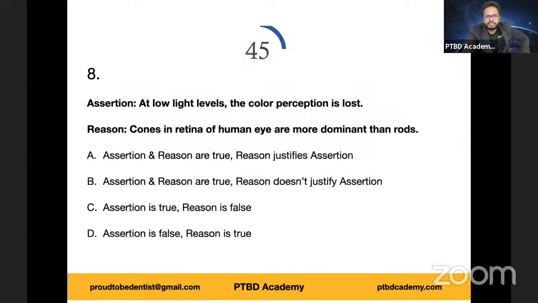Next, moving on to the 8th question, assertion and reason. Let's see how many of you are going to answer it right. At low light levels, the color perception is lost. That's the assertion. Reason: cones in retina of human eye are more dominant than rods at low light levels. I think the sentence is incomplete, I'm sorry. So let me complete that sentence for you. Cones in retina of human eye are more dominant than rods at low light levels.